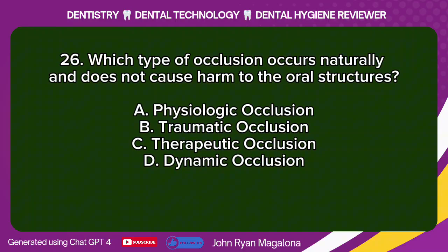26. Which type of occlusion occurs naturally and does not cause harm to the oral structures? A. Physiologic occlusion. B. Traumatic occlusion. C. Therapeutic occlusion. D. Dynamic occlusion. Answer: A. Physiologic occlusion.